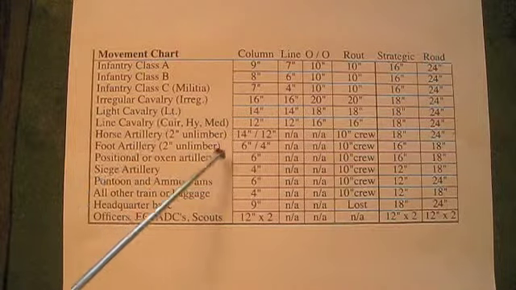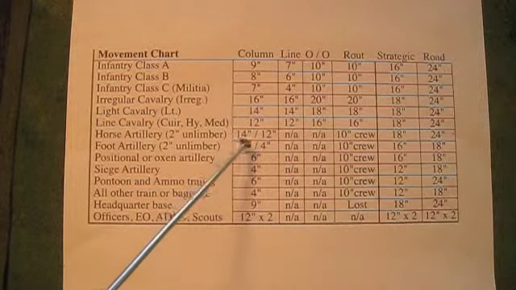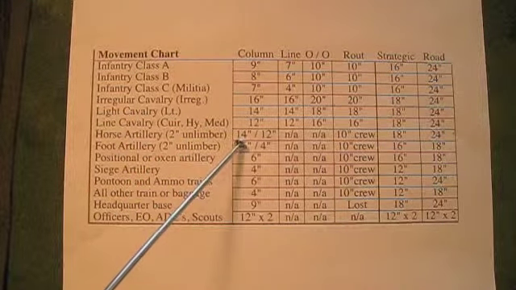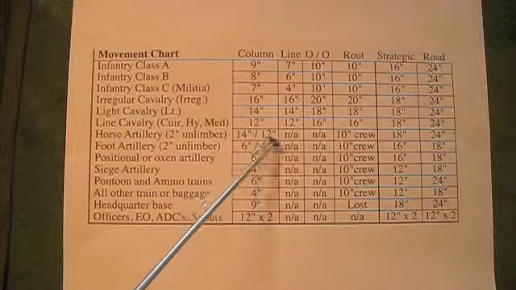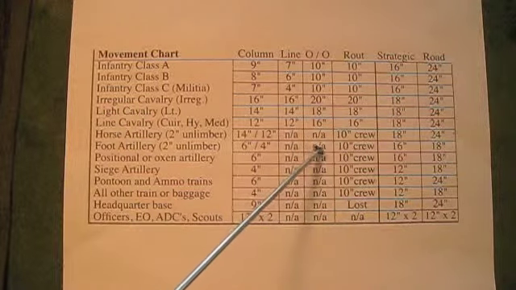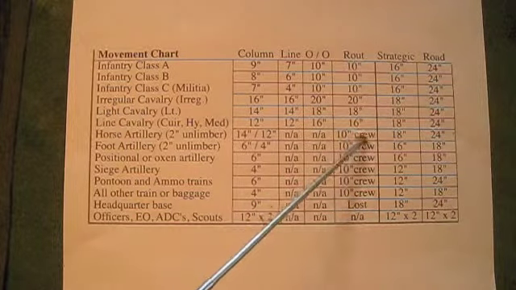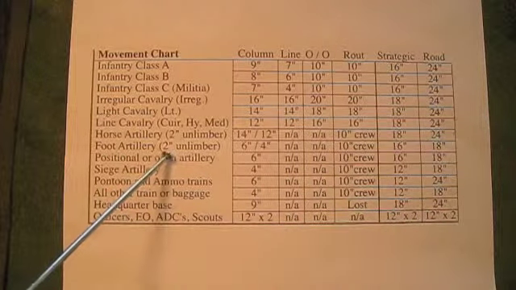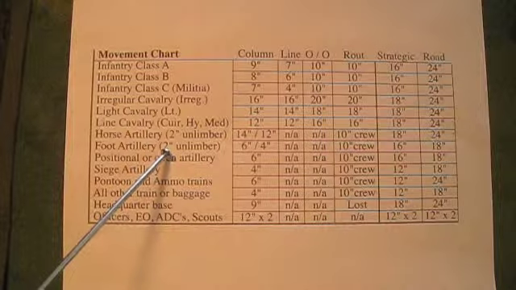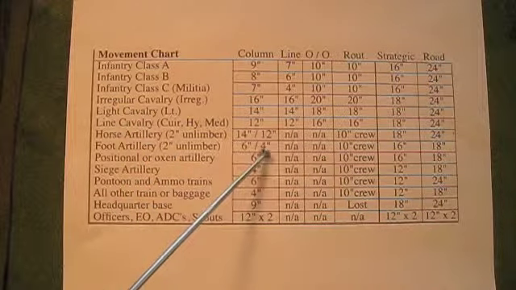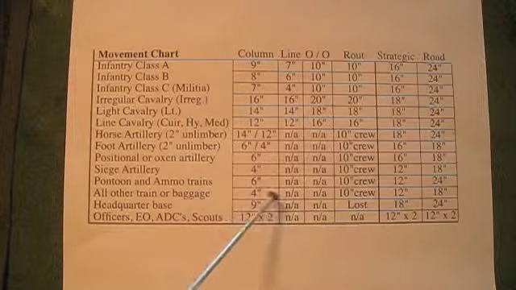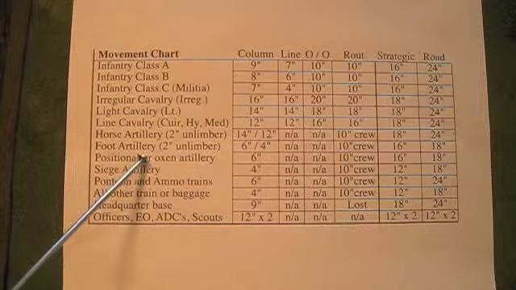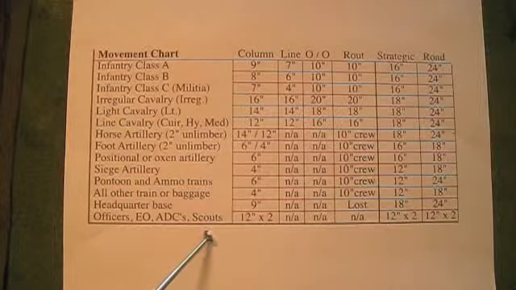For the artillery, we've got two numbers, 14 and 12. What this represents is the cost of 2 inches if you spend to unlimber the gun. Otherwise, the base move is 14, but if you wish to unlimber the gun, you lose 2 inches, therefore 12. They don't have a line or an open order formation, and if the crew runs away, they move 10 inches. As you can see, the strategic and road movements are out here on the right side. Foot artillery, again, has the capability of unlimbering. This would be foot artillery, which is field rated, so it would be 6 or 4, and the same as for the horse guns above. Positional, siege, pontoon, baggage, all these other movement rates are all defined as we see on the chart.